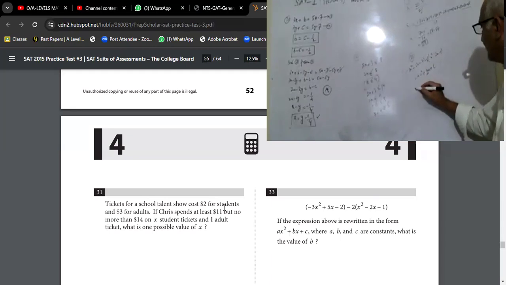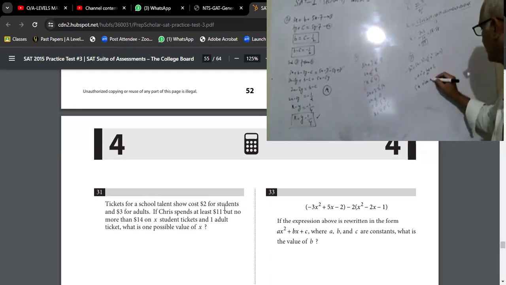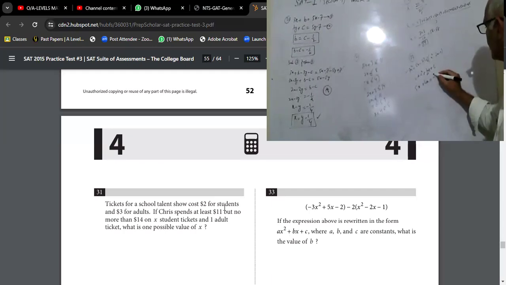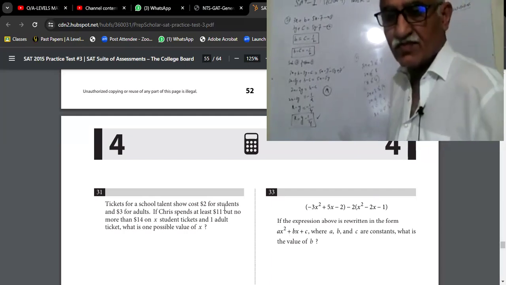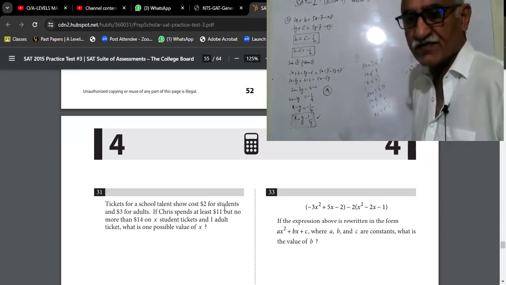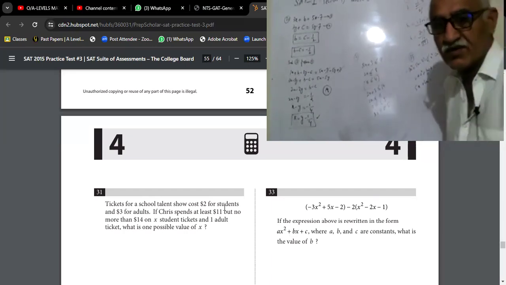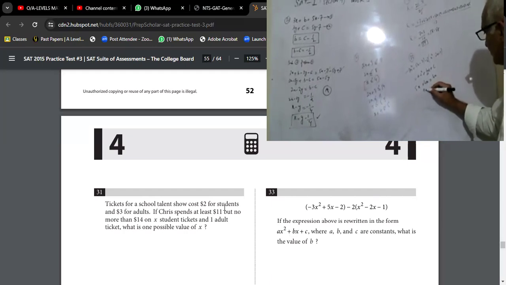So it is 5x minus, and minus minus plus, 2 times 2x, that is 4x, is equal to ax square plus bx plus c. So 5x plus 4x is equal to b, so 9x is equal to b. So b value is equal to 9.